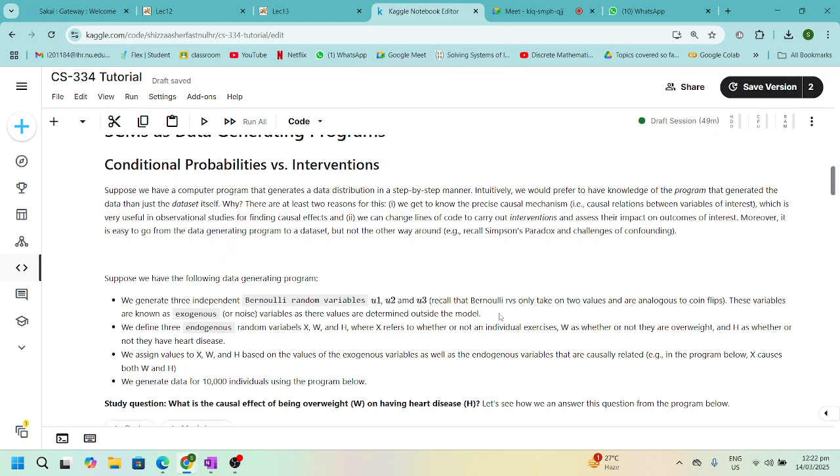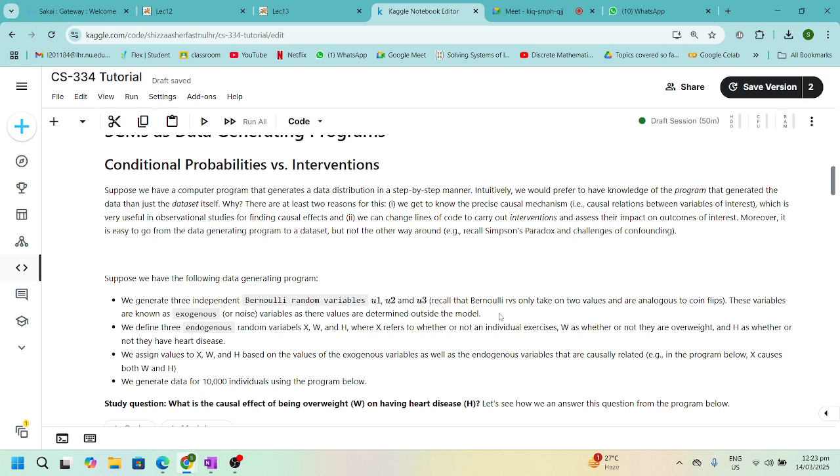Why do we use a data generating program at this point? Because you want to know the precise causal mechanism. You want to understand the causal relationships between different variables. And this is important in observational studies. You can change different lines of code as we looked at in our previous case study as well.